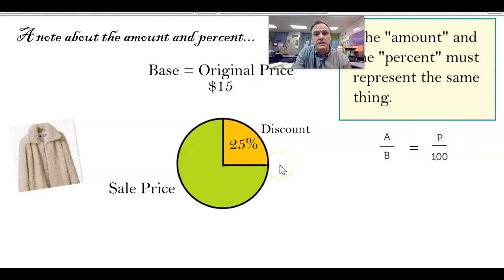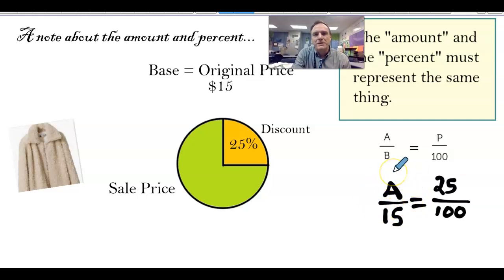The percent's pretty easy to find because it has a percent symbol on it right here. So let's go ahead and start by putting that 25 over 100. We have our amount and our base to find. Of course, we've already said the base is going to be the original price, so we know that the 15 goes down here. We don't know the amount.